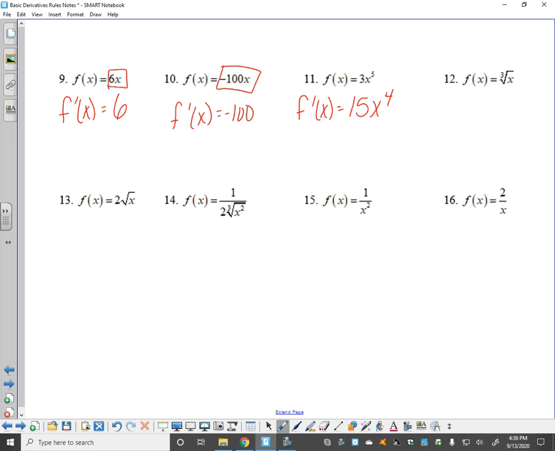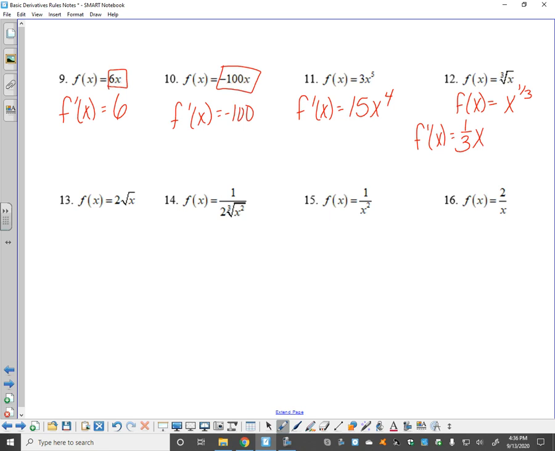So for number 12, I'm not ready to do the derivative. I want to write this as a power. Now notice, I did not write f prime. I'm not doing calculus right now. I'm doing algebra. This is x to the 1/3. Remember, power over root. Okay? So now I can use my power rule, bring my power down front, and subtract 1 from my power.